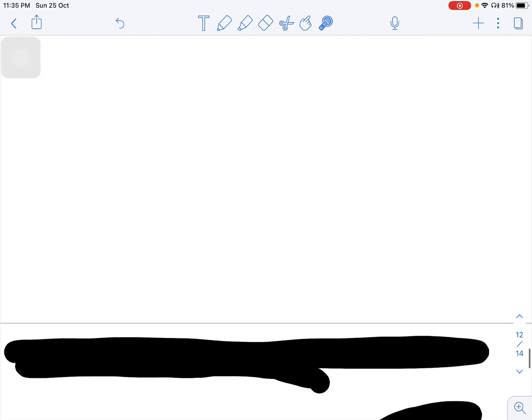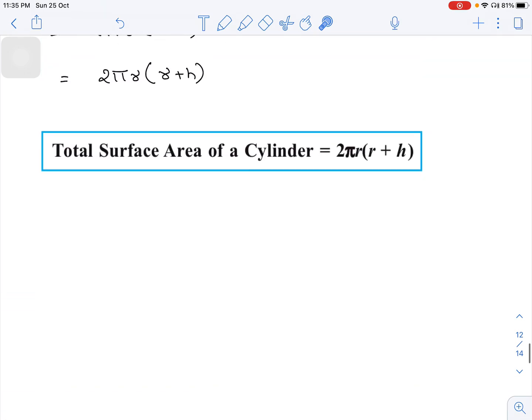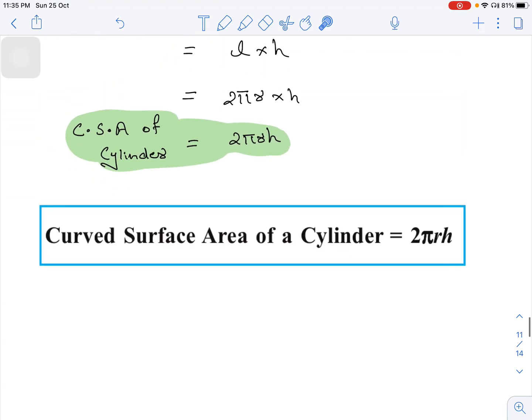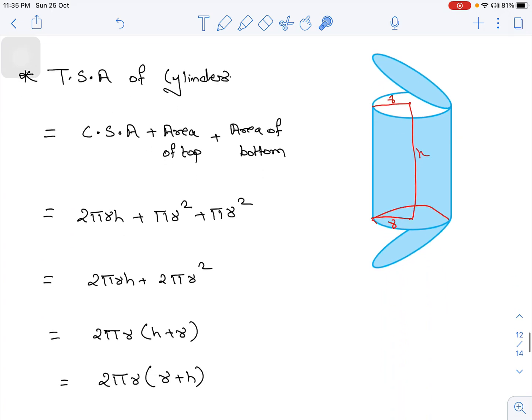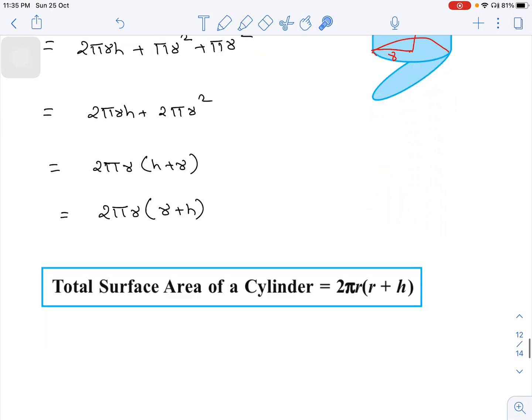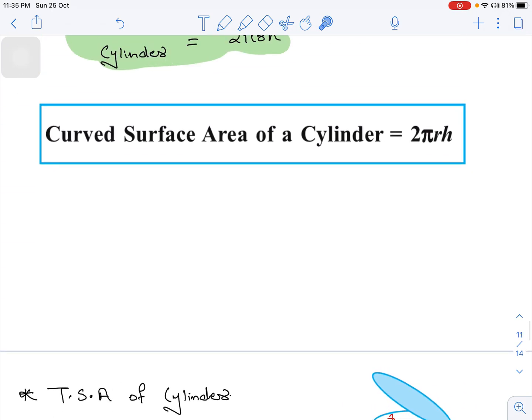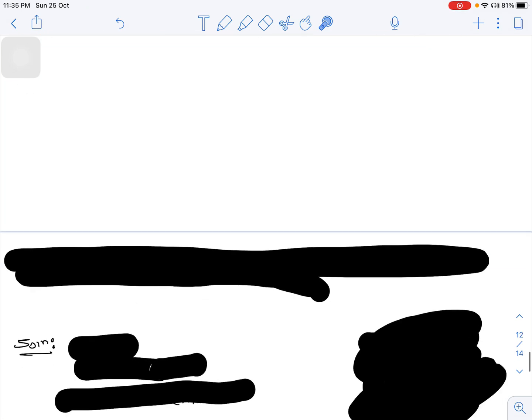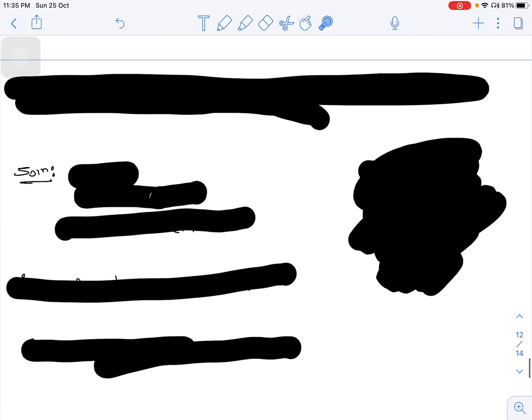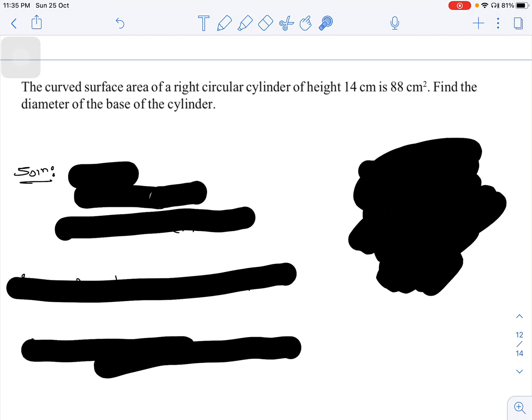Okay, so now we have both the formulas. That is, TSA is 2 pi r in bracket r plus h and CSA is 2 pi rh. Okay, now let us solve some examples based on this. So here we have our first example.